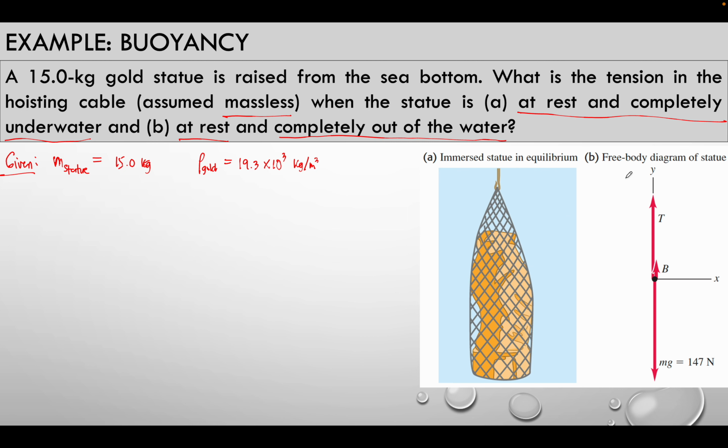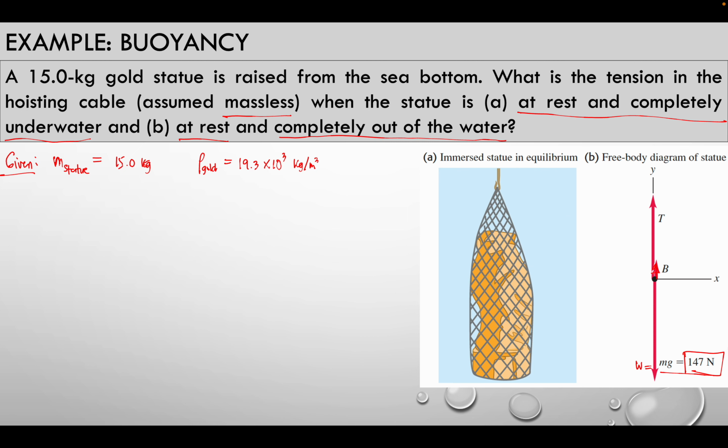As you can see here, this is the free body diagram of the statue. If it is completely underwater, the buoyant force is the upward force, so this is the location of our buoyant force. The tension force is also upwards, because tension is the pulling force exerted using a rope or a cord, or in this case, a cable cord. Then we also have the weight of the statue, which is mass times gravity. It is given here, which is equal to 147 newtons. Okay.